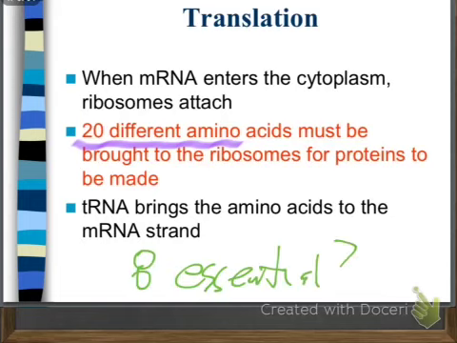Why are they essential? Well, it's because we have to get them through our diet. Our body cannot manufacture them. So a lot of times when we buy cereal and things like that, we notice that our cereals are fortified with the 8 essential amino acids and all the vitamins and minerals.